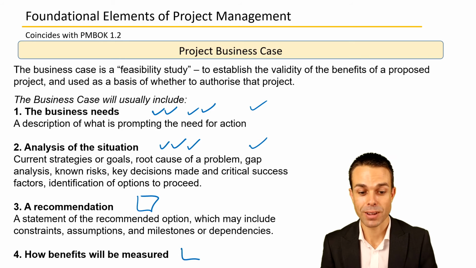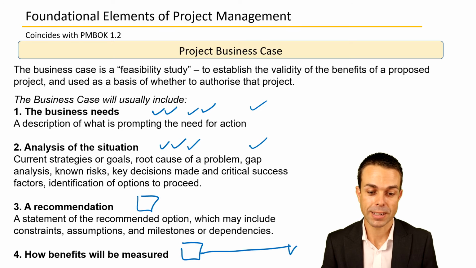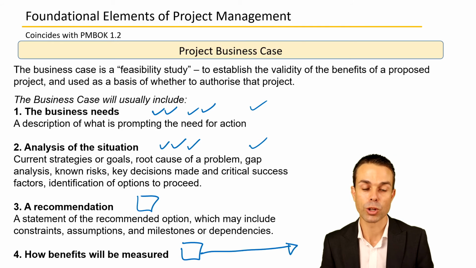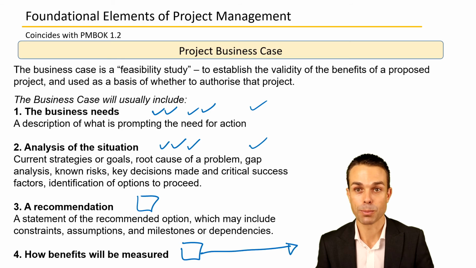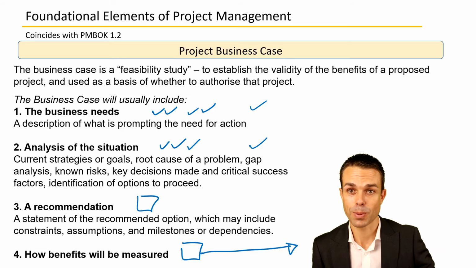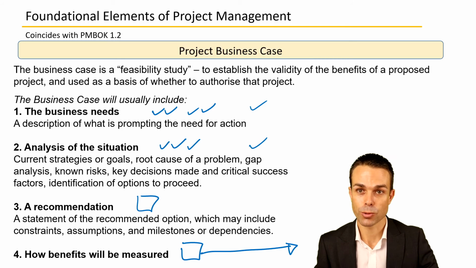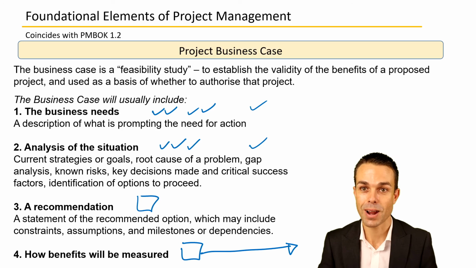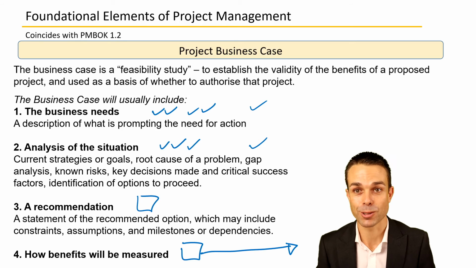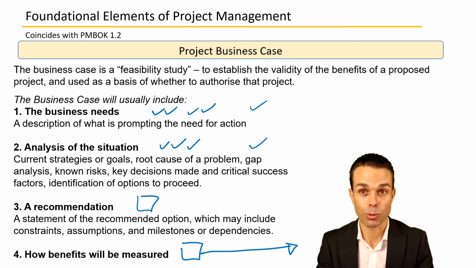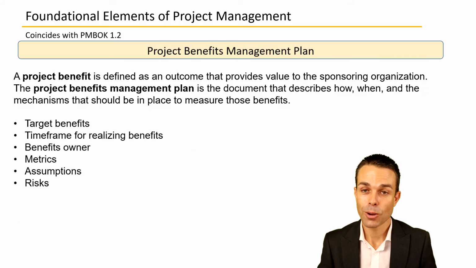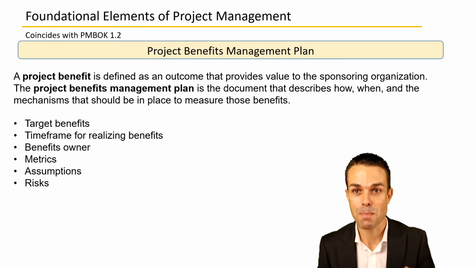Now, lastly, once we've done that, of course, we're wanting to see how the benefits that we're delivering will be measured. So will it be Bob over there in a certain department measuring this for the next 2 or 3 months to make sure that things are on track and that it's actually delivering what we want to deliver? However we're going to measure it, we want to put that in the plan as well. Which leads us into the project benefits management plan.